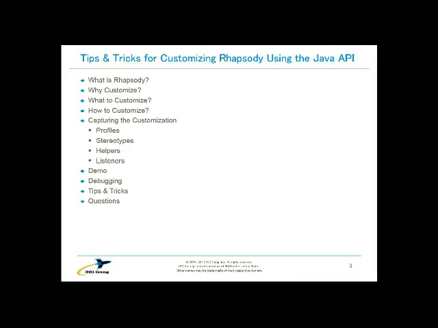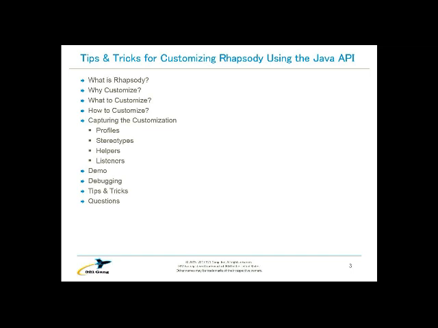We saw this slide when Kara was talking. So I want to explain a high-level overview of what we're going to do, and Tim and I will be switching back and forth on talking to the different slides here. We want to quickly cover, at a high level, what Rhapsody is, and we do hope that most of the attendees today are familiar with Rhapsody at some level. We'll talk about why you would want to customize Rhapsody, what you could customize, how you would actually customize, and how they actually implement or capture that customization in terms of profiles, stereotypes, helpers, and listeners.